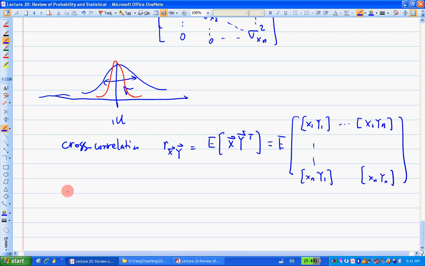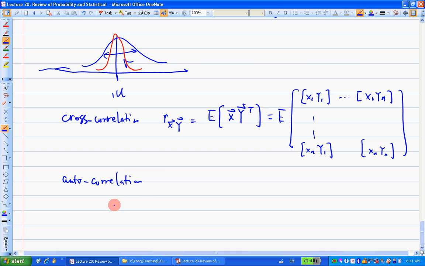Now, what about the autocorrelation? For the autocorrelation, it's R_XX, the expected value of X times X transpose. So let's just change the Y to X here, right?